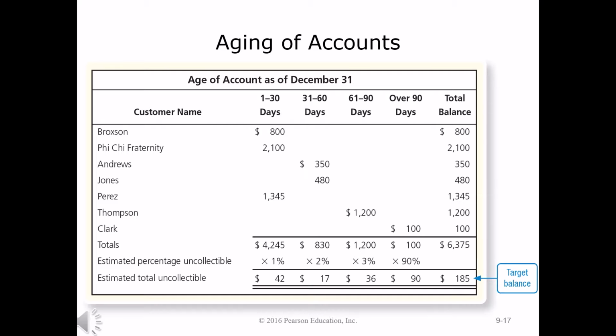When the invoices are 61 to 90 days old, there's a 3% that is uncollectible. And there's a huge jump when they are over 90 days old. If our customers have not paid us within 90 days, we have determined from our experience that 90% of those amounts are not collectible. Adding all of those estimates up, we've determined that our target balance for the allowance for bad debts account is $185.